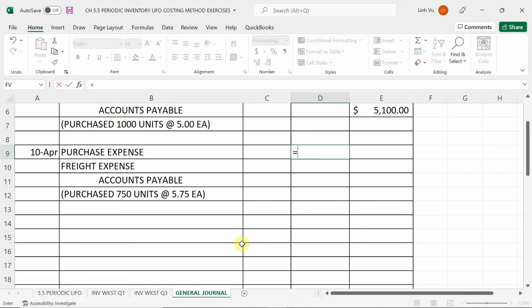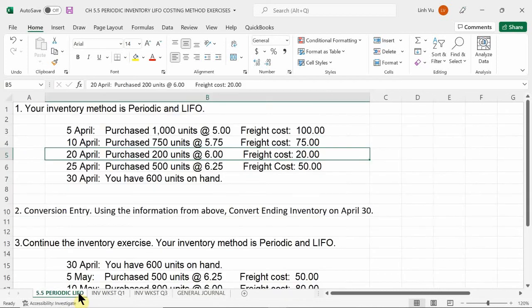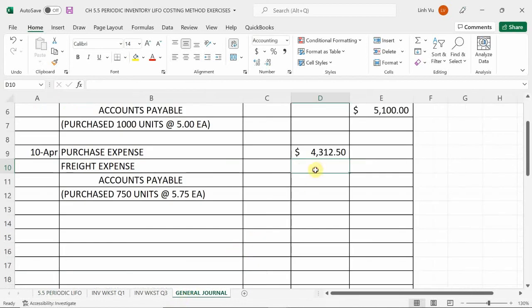Okay, so in this case, I bought 750 units at $5.75 each, which gave me a total of $4,312.50, right? And how much did it cost me for freight? It cost me $75. Okay, so that's going to give me a grand total of $4,387.50. Okay, and see, I also even used Excel to just add up the numbers that are in my column right here, right? So that's the great thing about using Excel to record your transactions, okay?